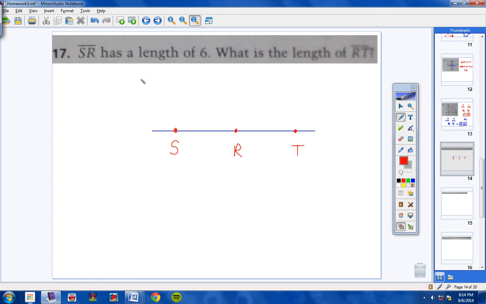Now, SR has a length of 6, so from here to here, the segment that I've highlighted has a length of 6, and they want to know what is the length of RT, and that of course would be the segment from R over to T. Well, the answer is obviously 6, because if R is in the middle, then if from here to here is 6, also from R to T is a 6, so the answer to 17 would be 6. So what is the length of RT? 6.